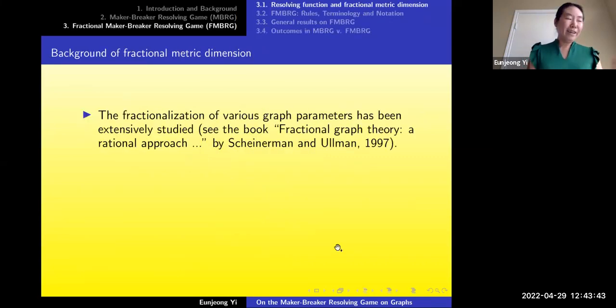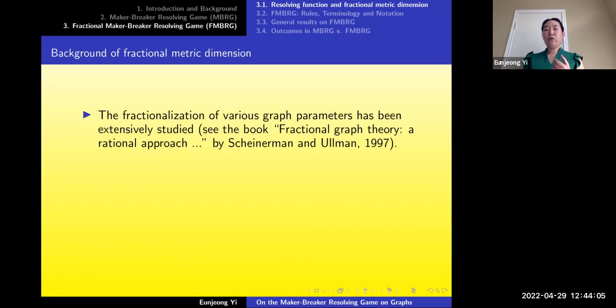So now I still have about 10 minutes. The next one I'm going to talk about would be the fractionalization of it. At first I put this part in the beginning and I realized it would confuse people, so I moved it out to the end.